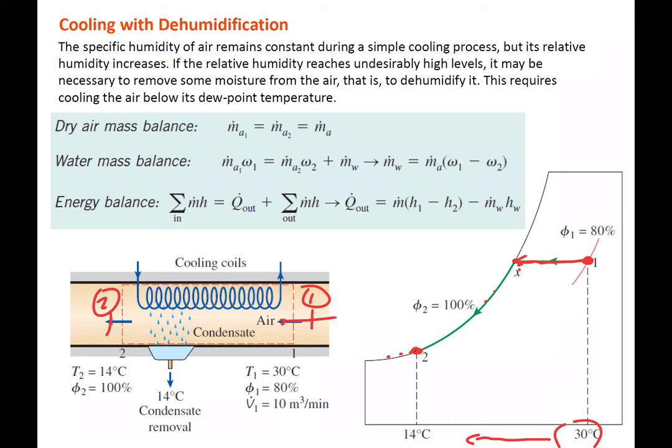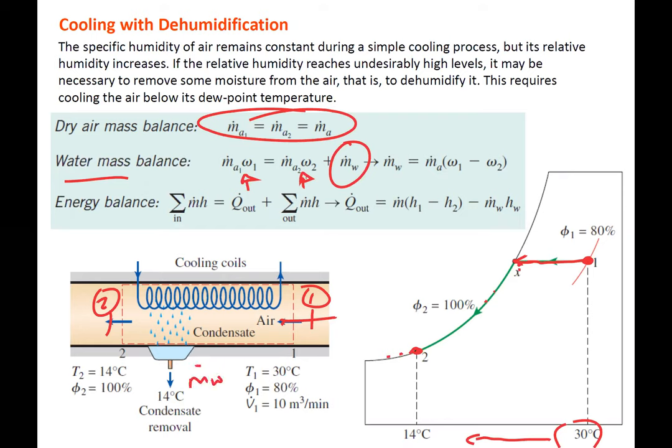Okay, so we have the same mass of dry air, right? There's no dry air changing from 1 to 2, so that's the same. We do our water mass balance. We have our amount of water vapor coming in at 1. We have the moist air water vapor leaving at 2, but then we're dropping out a certain amount of water vapor right here, or a certain amount of water right here. Okay, so if we rearrange and solve for that, you see this equation here.